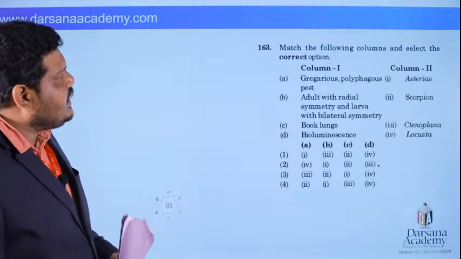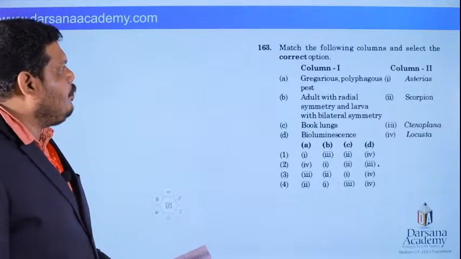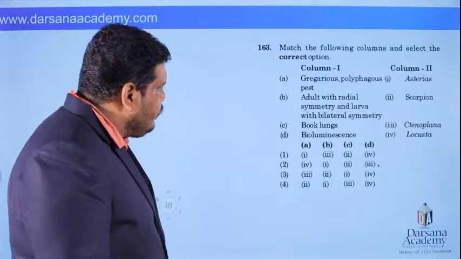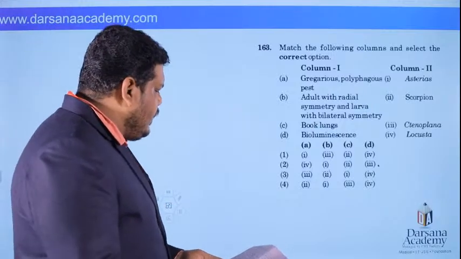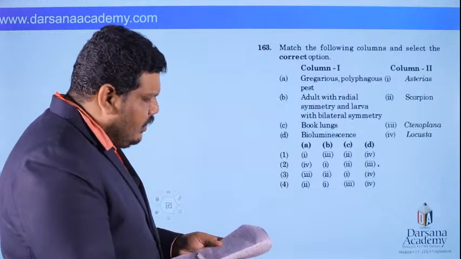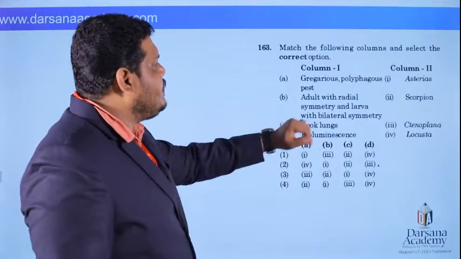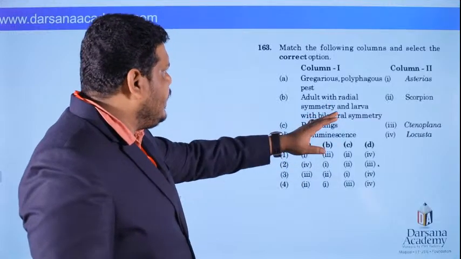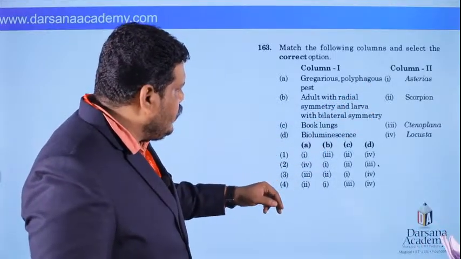Match the following columns and select the correct option. Gregarious polyphagous pest. You can see this question correctly. I will read the question. Adult with radial symmetry and larva with bilateral symmetry. You know that Asterias is the answer. B is the option number 2 answer.